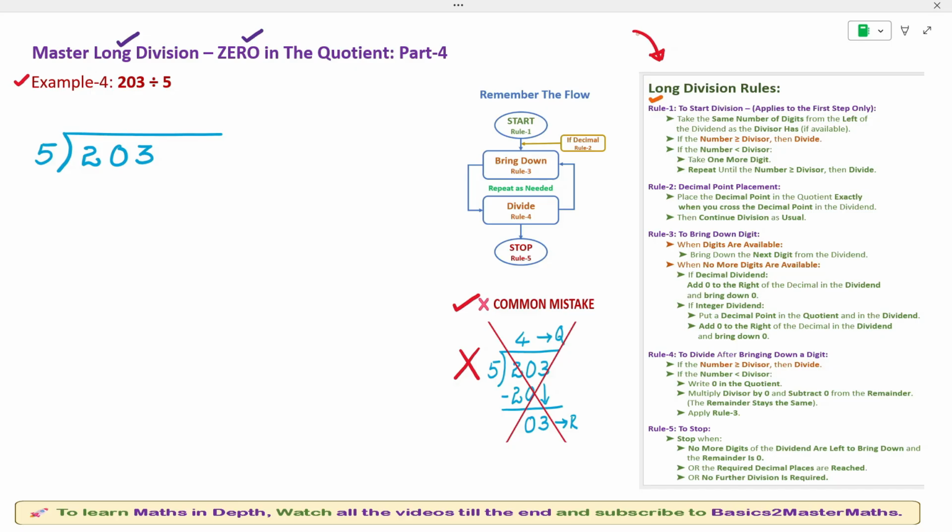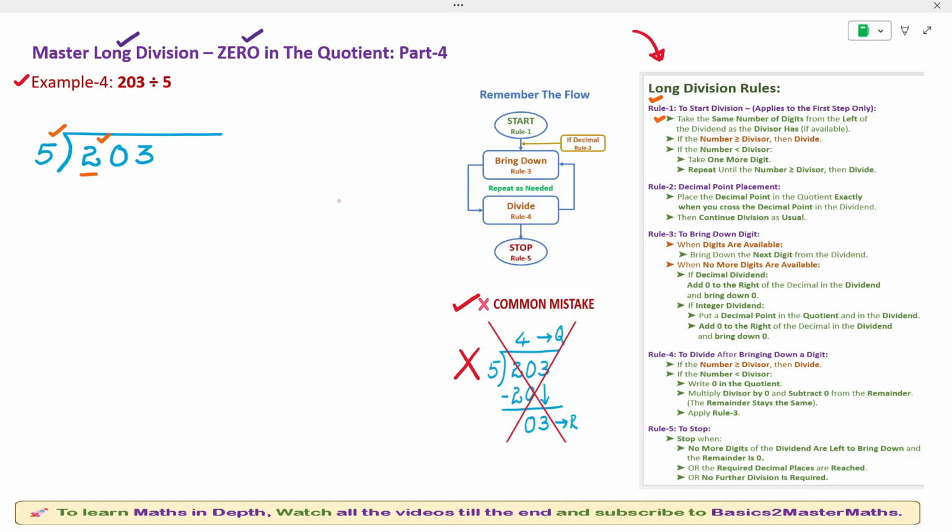Let us apply rule 1. Take the same number of digits from the left of the dividend as the divisor has. In this case, the divisor has only one digit. So, consider only one digit from the left of the dividend. In this case, that is 2.